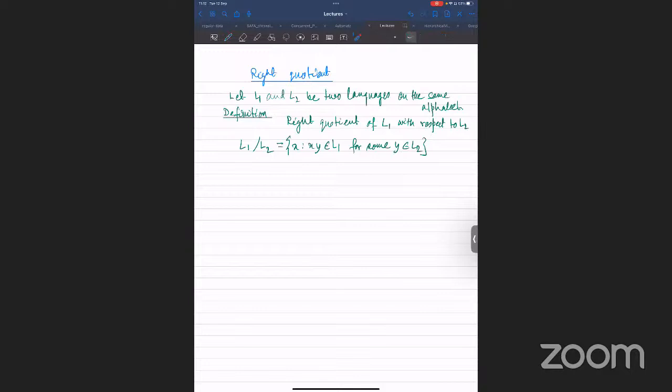So the whole string XY. Suppose you consider XY belongs to L1. So some string XY belongs to L1 such that the Y belongs to L2, right? And then you remove the Y from this XY, and whatever is remaining, which is X, is called the right quotient of L1 with respect to L2.